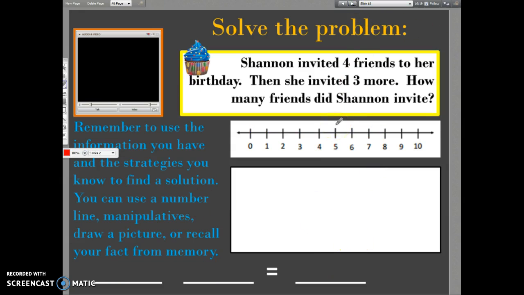Wonderful. This is our last one. Shannon invited 4 friends to her birthday. Then she invited 3 more. How many friends did she invite? So we're going to jump 4 spaces. 1, 2, 3, 4. Then she invited 3 more. What does more mean? Right, we're going to add 3 more. So we're going to jump 3 more spaces. 1, 2, 3.